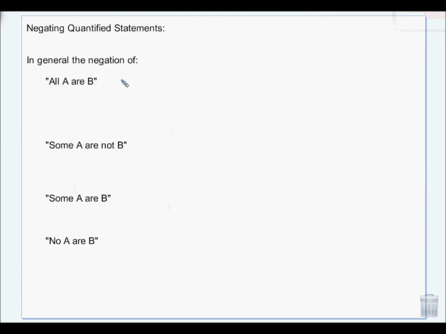Okay, all A are B. To negate that in general, the negation of that is some A are not B. Okay, so if you have a statement that says all students like math, the negation of that is some students do not like math. What? Crazy talk. I know, right? Good point. Okay, the negation of some A are not B is all A are B, which should be capital A. So sweet.